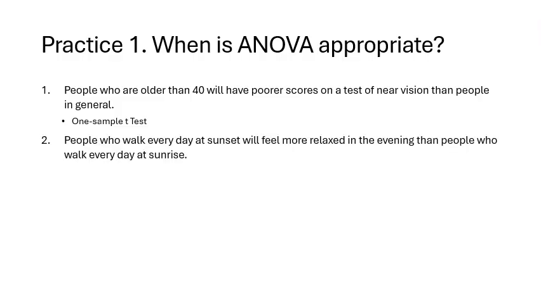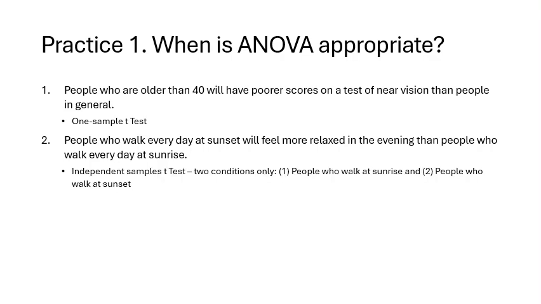People who walk every day at sunset will feel more relaxed in the evening than people who walk every day at sunrise. Someone hypothesized that. In this case, we have 2 different groups of people, those who walk at sunset and those who walk at sunrise. We only have 2 conditions. There's no other condition, and so this is an independent samples t-test. With 2 conditions, we're going to stay with the t-test, although I will note that if we did an F-test, we would get the very same score.